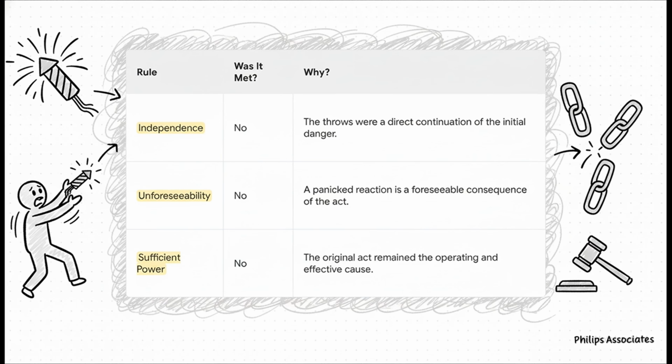First, were the throws by Willis and Ryle independent? Nope. They were a direct, panicked reaction to the danger Shepard created. Second, were they unforeseeable? Not a chance. If you throw explosives into a crowd, you should absolutely expect people to freak out and try to get it away from them. And third, were their actions powerful enough to become the new cause? Nah. The court found that Shepard's initial act was the real, effective cause from start to finish.